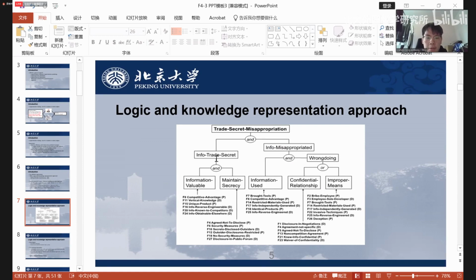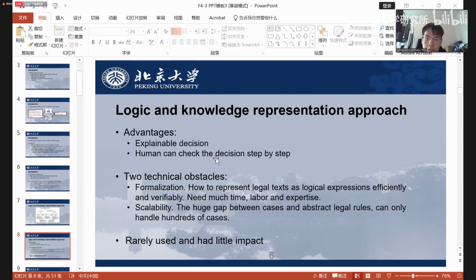Well, the number is very limited, but it also has many advantages because this system transforms the legal rules into expressions. So the computer-made decision by such expression is very explainable, and humans can check the decision step by step. So it is an advantage.